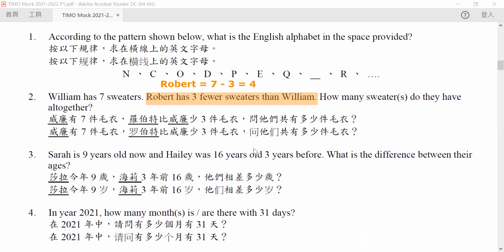Now, notice that in this question, I do not ask you how many Robert has. No, I ask you how many sweaters they have altogether. So you need to include both William and Robert. So William has 7, Robert has 4, and hence they have 11 in total. So our answer shall be 11.